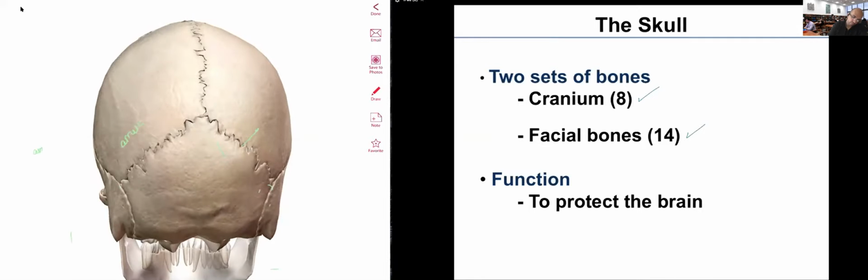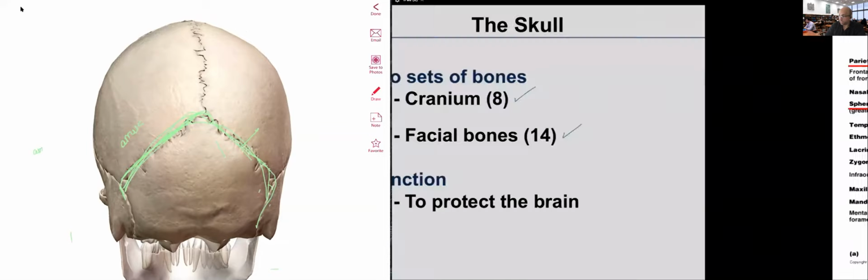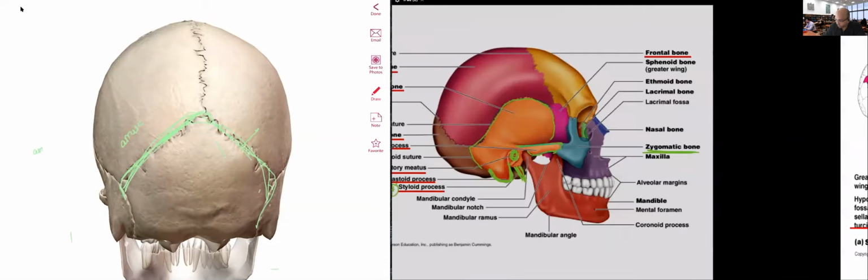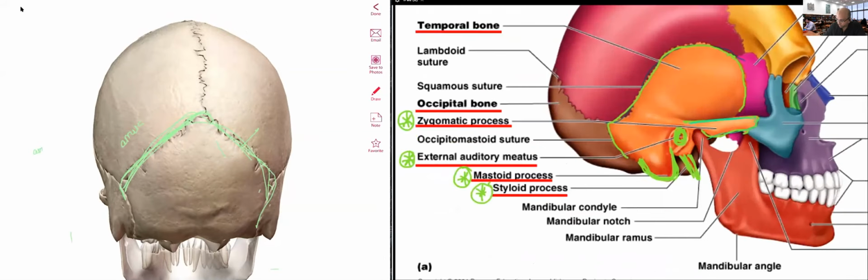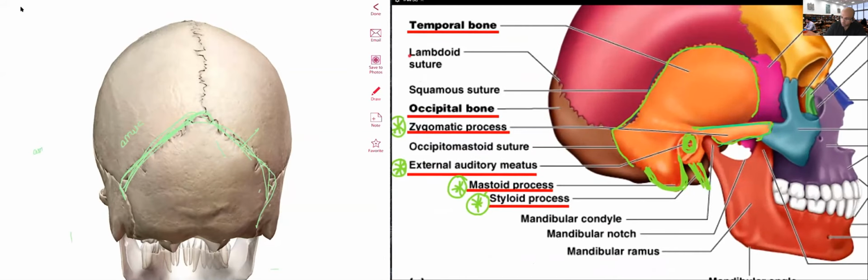And we've got another suture that attaches the two parietal bones to the occipital bone on here. This is my lambdoid suture.